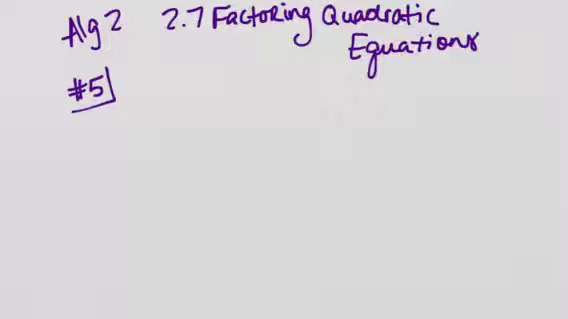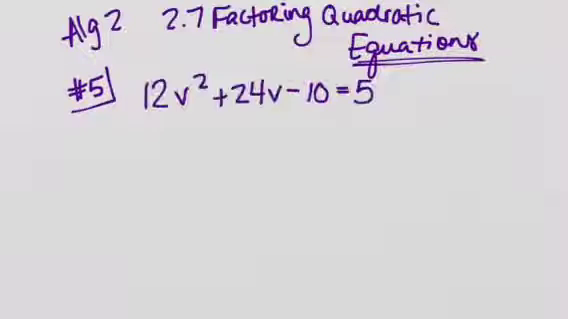Lesson 2.7 is on factoring quadratic equations. The only thing new today is that I'm adding an equal sign in the problems, so we actually need to do one additional step to solve it. So let's look at number 5. This is what number 5 looks like.